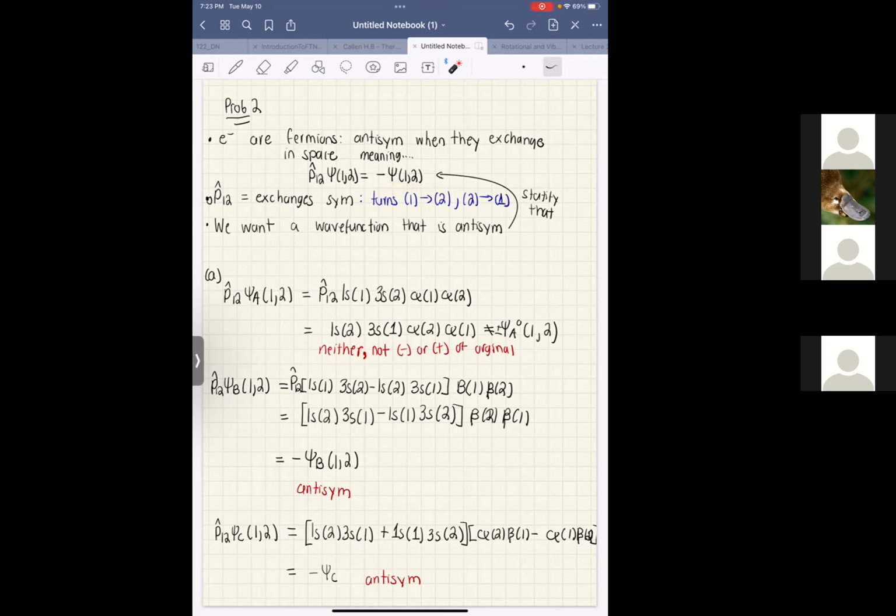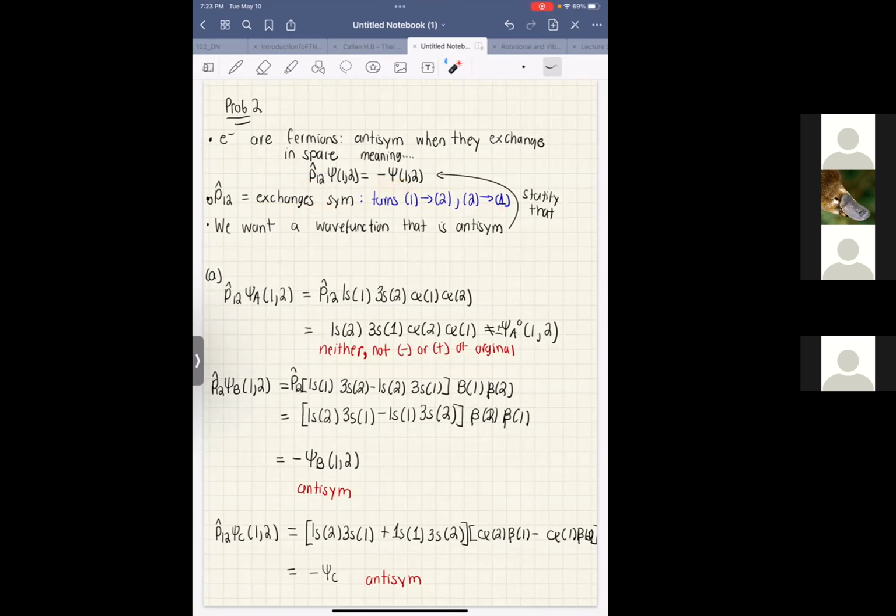So if we were to apply this operator, which exchanges symmetry, it turns 1 to 2 and 2 to 1. What we're trying to do is figure out this question, so we need to apply this operator to each of the wave functions to see if we can get to this answer.